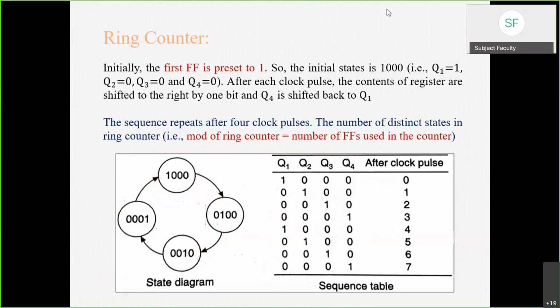Okay. So this is basically the working of the ring counter. This is very important. The mod of a ring counter is nothing but the number of flip-flops used in the counter. If 3 flip-flops have been used in your counter, then the mod of the ring counter will be 3. If 4 flip-flops are used, then the mod of the ring counter will be 4. Okay.